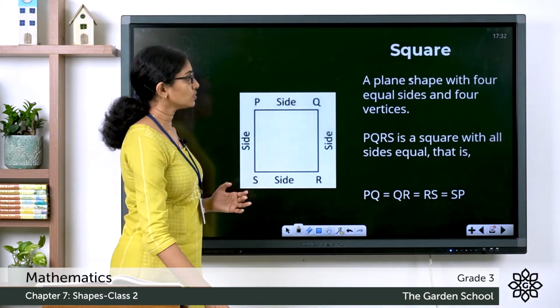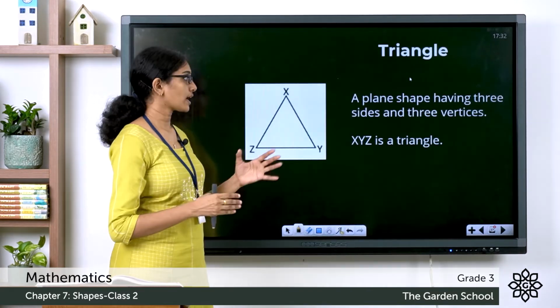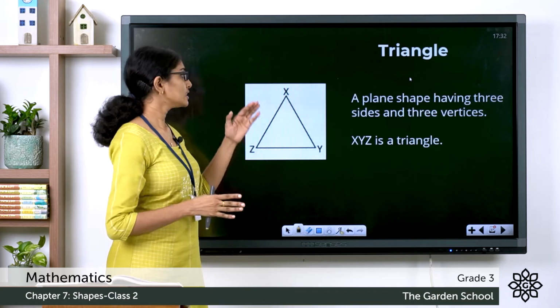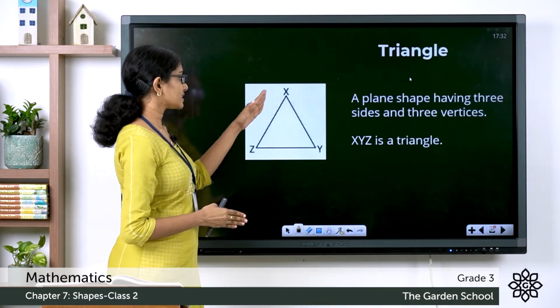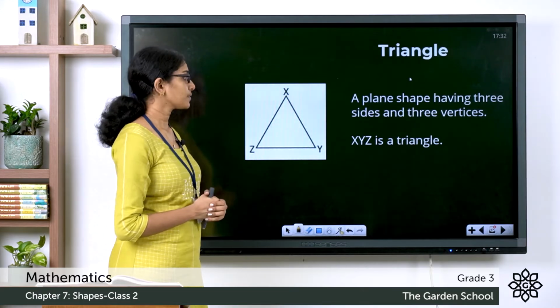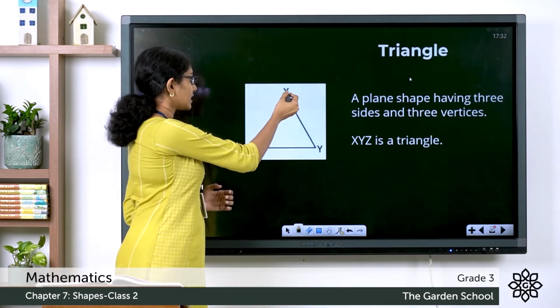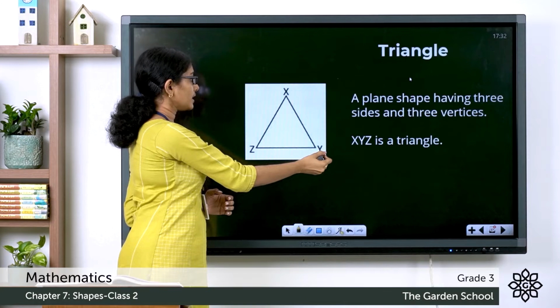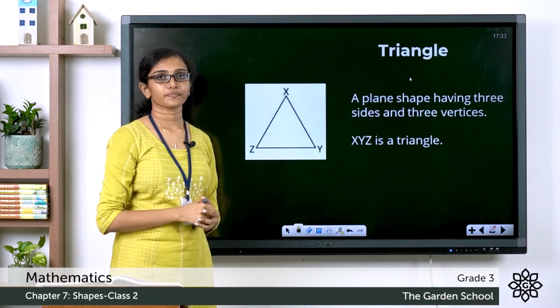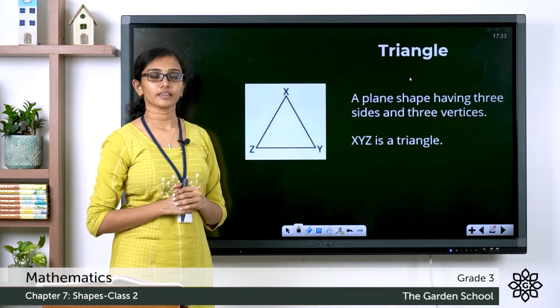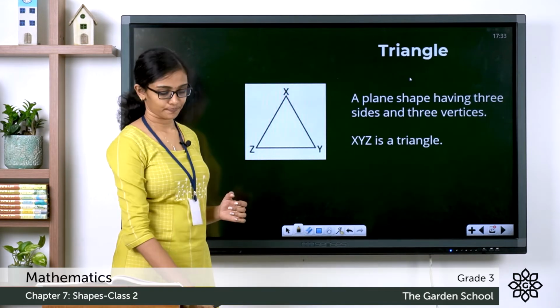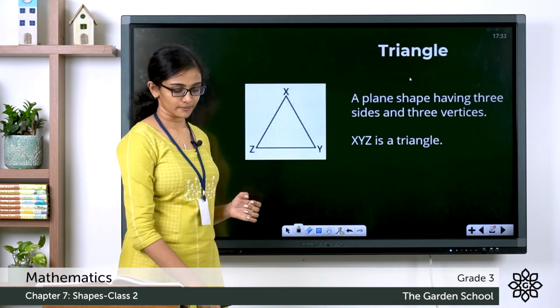Clear? Now, triangle. A triangle is a plane shape having 3 sides and 3 vertices. Which are the sides? This is triangle XYZ and the sides are XZ, XY and YZ. And the vertices are 1, 2, 3. 3 vertices. Clear? Now, the circle.